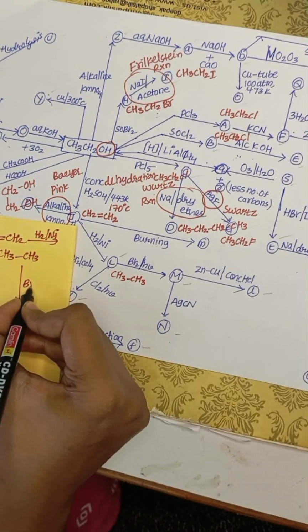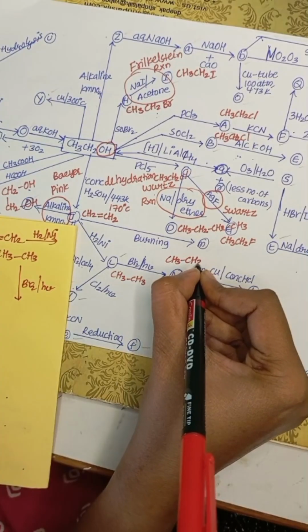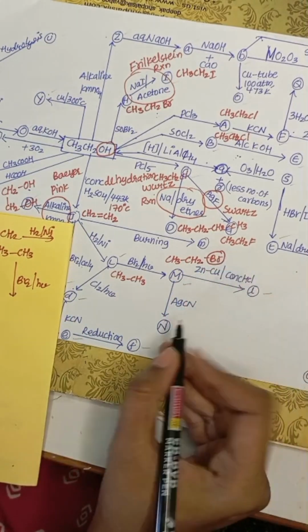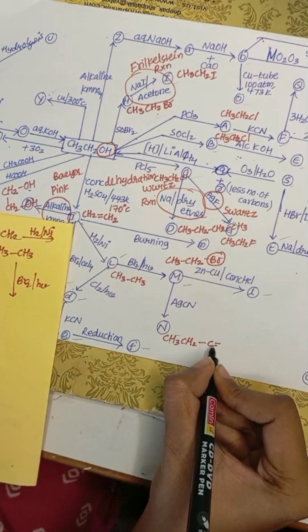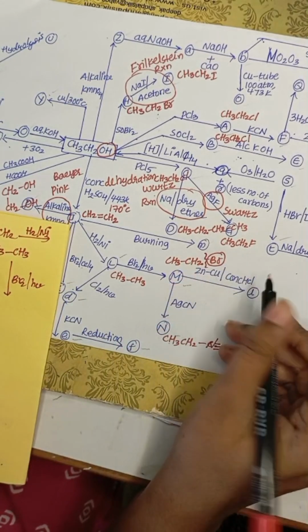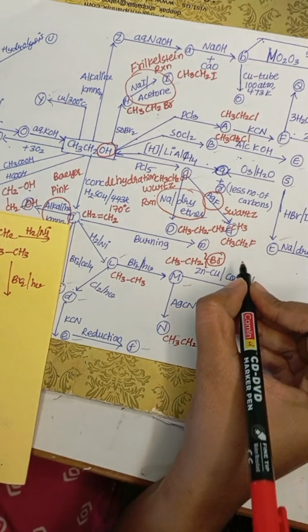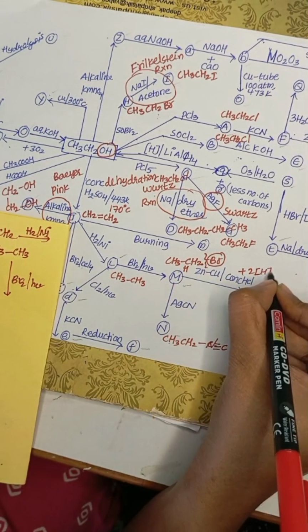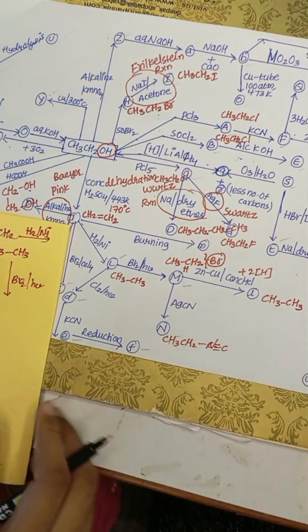Now it undergoes bromination and forms bromoethane. Whenever bromoethane is treated with AgCN, it forms isocyanides. When bromoethane is treated with the zinc-copper couple in presence of concentrated HCl, which forms nascent hydrogen, it gives you the corresponding alkane.